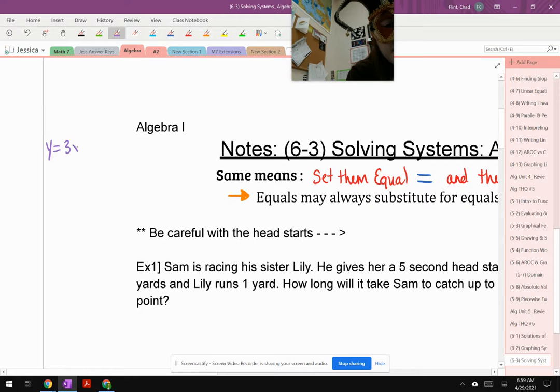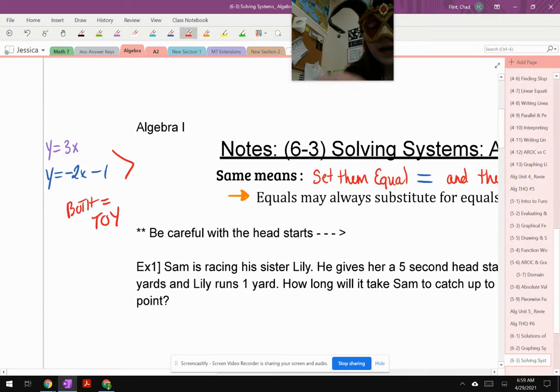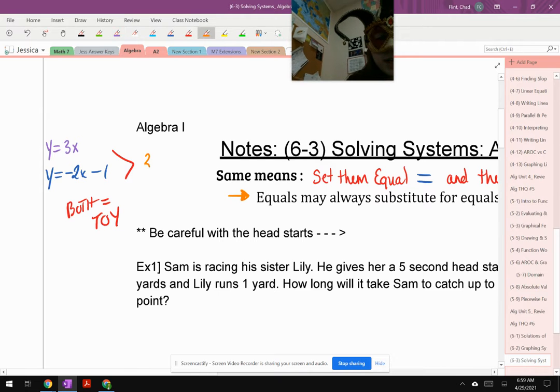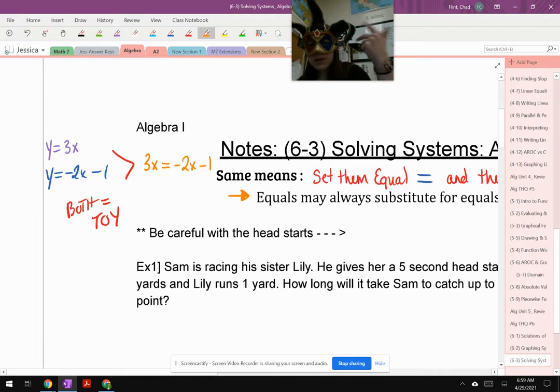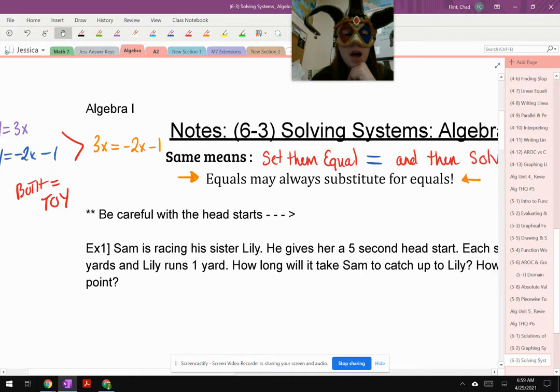For example, if I know that y is equal to 3x, and I also know that y is equal to negative 2x minus 1, because both of those expressions are equal to y, I can take them and set them equal to each other and get the equation 3x is equal to negative 2x minus 1. And then I can go ahead and solve. So that's what I mean by when I say set them equal and solve. If they're equal to the same thing, y is y, you can substitute them together.